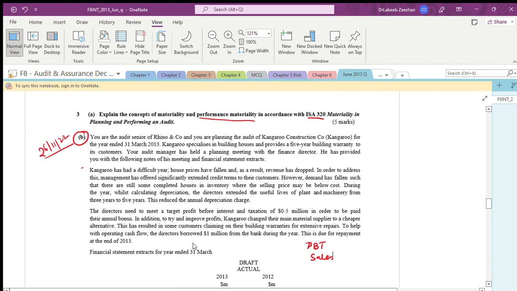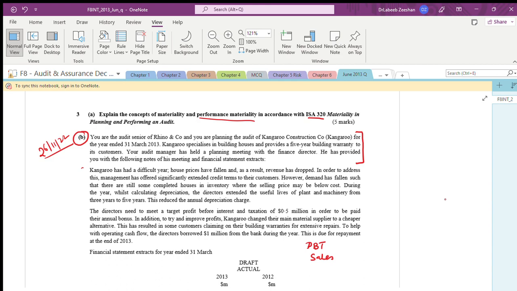You are an audit senior of Rhino and Company, and you are planning an audit for Kangaroo Construction for the year ended 31st December. Kangaroo specialized in building houses and provides a 5-year building warranty to its customers. Your audit manager has held a planning meeting with the finance director and provided you with the financial information. Fine, okay. Knowing the entity.